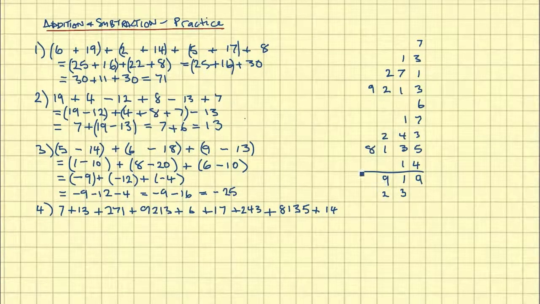Final column then, 9 add 8, same as 10 add 7, so 9 add 8 is 17. So our answer is 17,919. Okay, we can write this here if we like, equals 17,919. And we should be fairly confident about that result. Let's try another one.